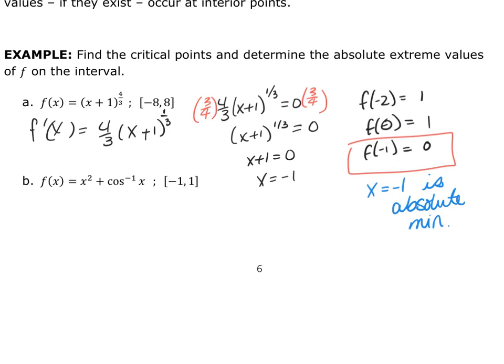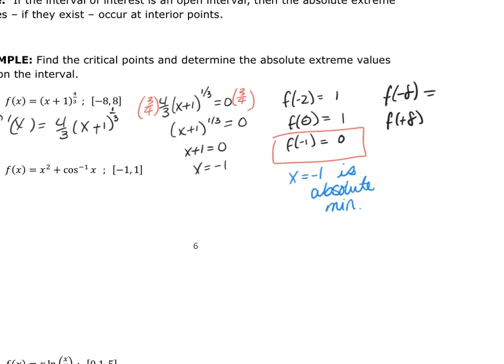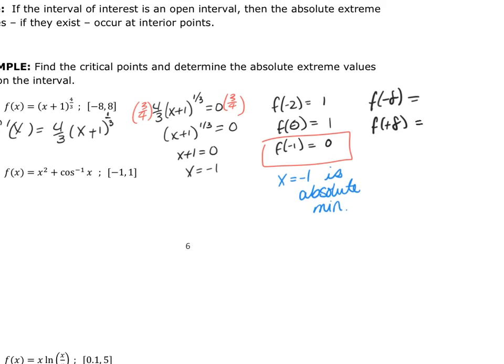I do need to check my -8 and 8. I do need to check the endpoints. So I do have to go back to my original one and put in -8 and 8. So I have to do f of -8, and I have to do f of 8. Because I'm taking the cube root and then taking it to the 4th power, the cube root of -8 or 8 is going to be -2 and 2. And then I take it to the 4th power. So these are both going to be the same value because it's raised to the 4th power.